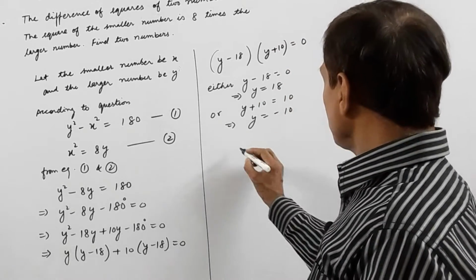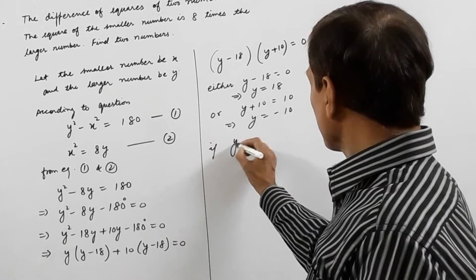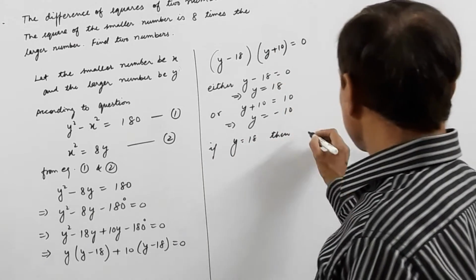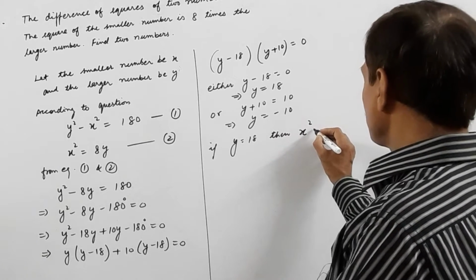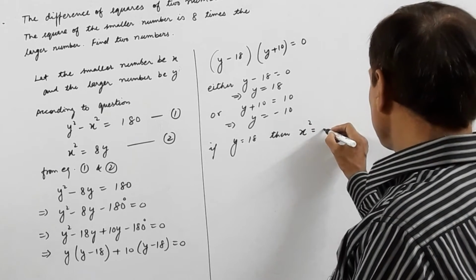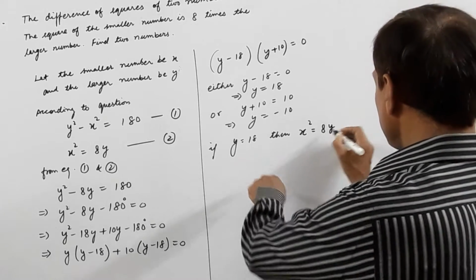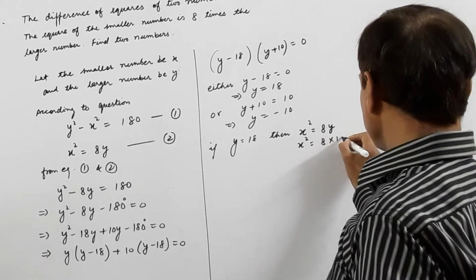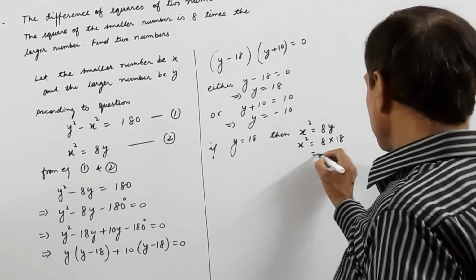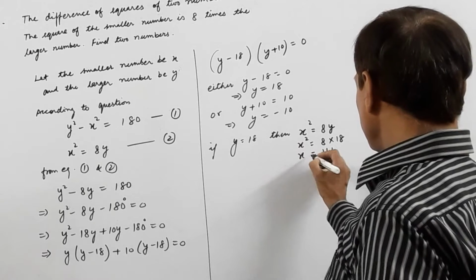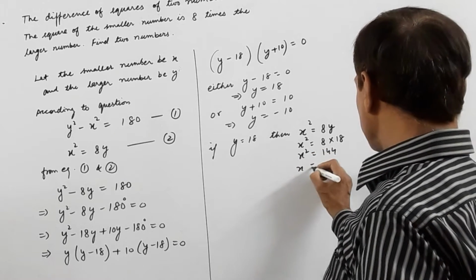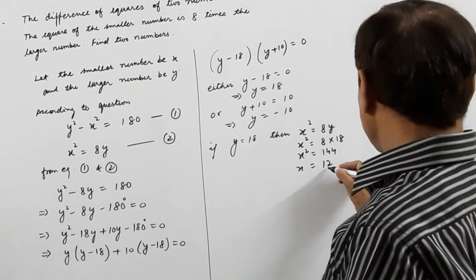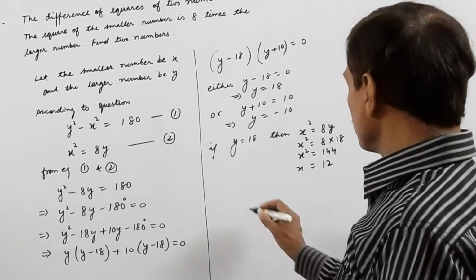If y is equal to 18, then x square is equal to 8 times y, or x square is equal to 8 into 18, that is 144. So x is equal to 12. So the numbers may be 12 and 18.